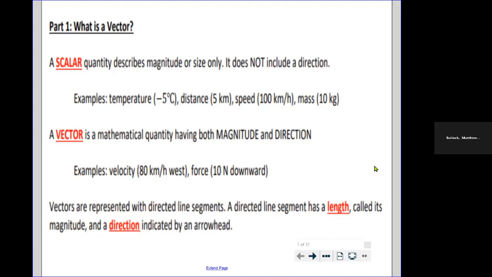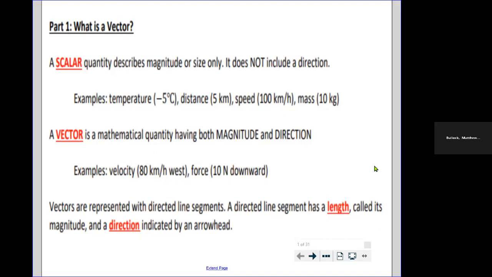Okay, so we have some terminology for vectors. When we talk about vectors, they always have a direction and they have a magnitude. That's kind of the theme of your entire unit. We're going to be exploring those concepts of direction and magnitude.